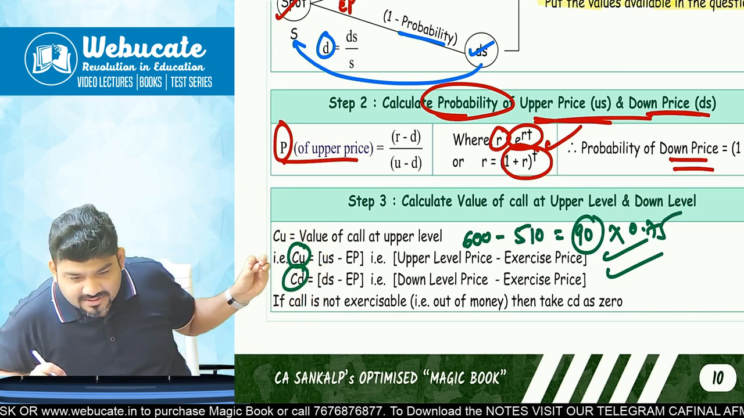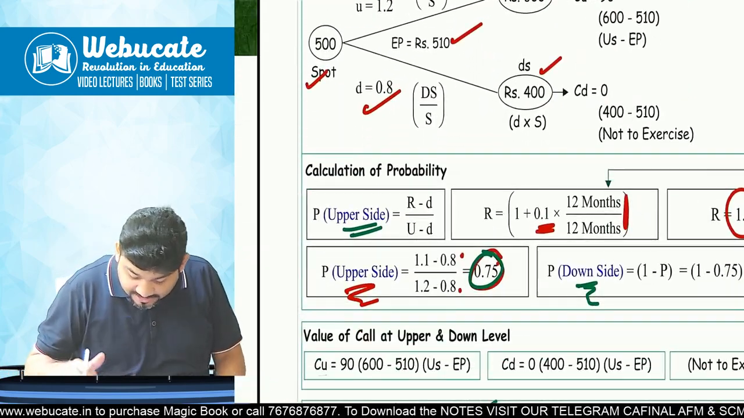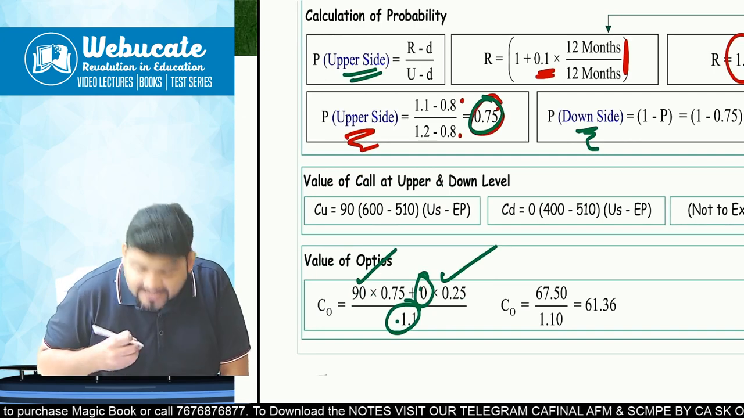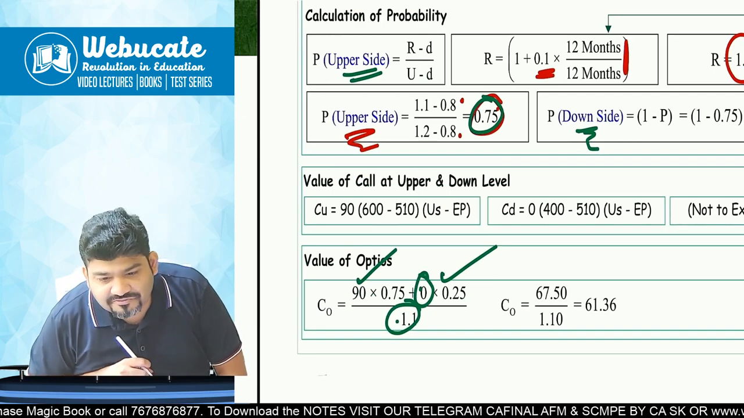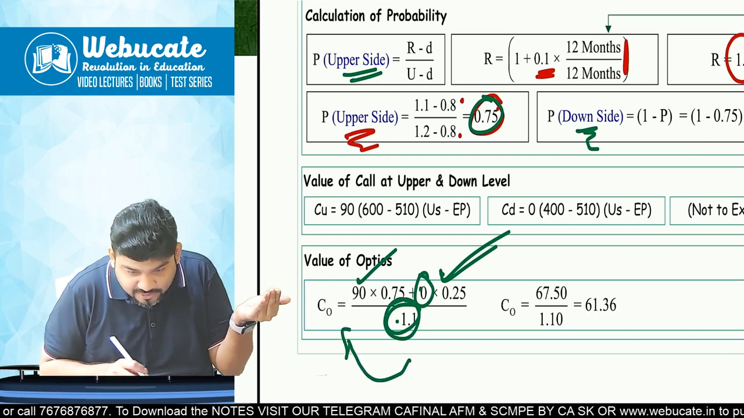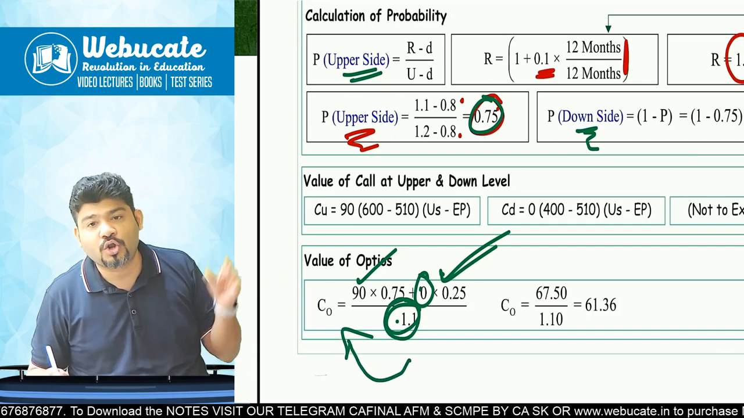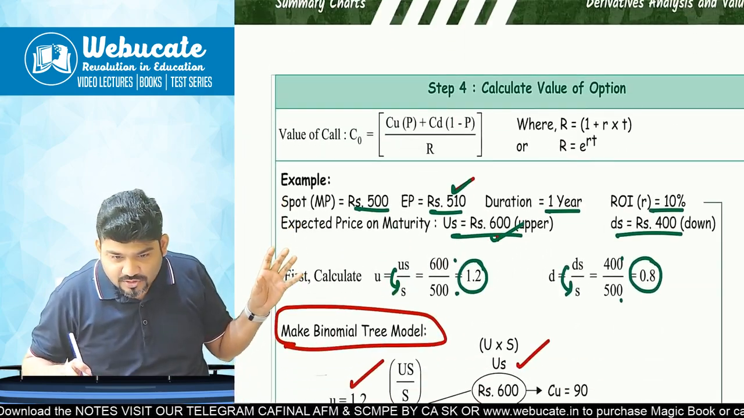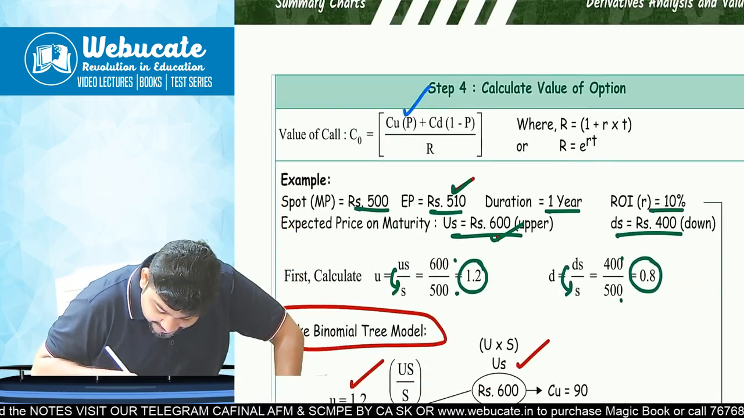Then, if it goes down, in that case, you will not exercise it. If you don't exercise it, you are making a 0 rupees profit. Chances 0.25. Bring all of this at the present value and it will give you the value of call option, which works out to 61.36.